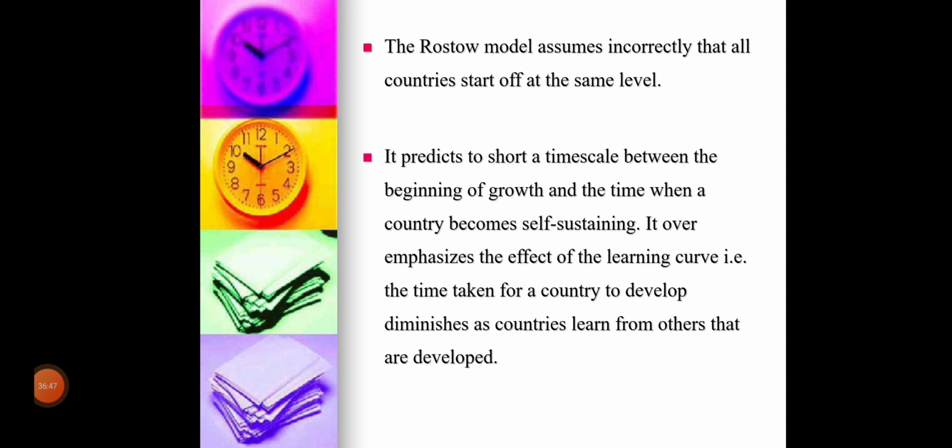Rostow's model assumes incorrectly that all countries start off at the same level. So, according dito, na-fail ang theory ni Rostow because gi-generalize niya nga tanan country nag-start gid sa traditional stage. So, there are countries, or for example, in smaller scope, there are communities na nag-agi sa traditional stage.